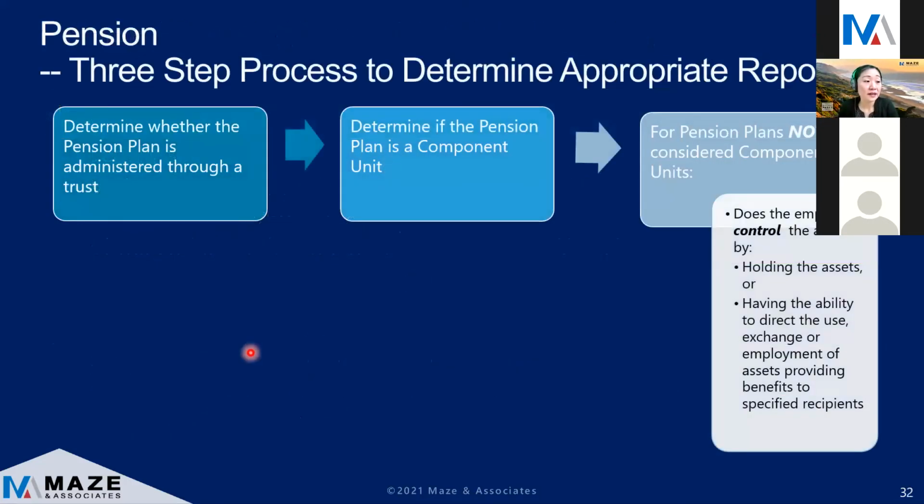All right, for pension plans, it's very similar to how we determine the OPEB plan. A couple of things. Again, if you don't have a trust, you don't have a plan, so you want to determine whether the pension plan is administered through a trust. Then you want to determine if the pension plan is a component unit, and if the pension plan is not considered a component unit, we look at the GASB 84 criteria again.